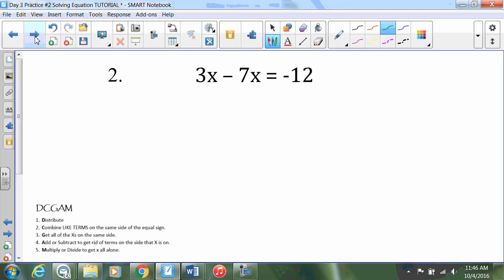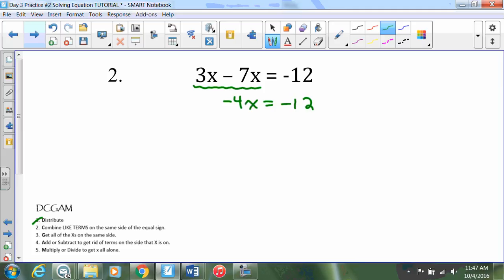This next one, there's nothing to distribute. But when we see step 2, combine like terms on the same side, if I cover up and just look at the left side of the equal sign, I see that 3x and negative 7x are like terms. We can combine them. So 3 minus 7 is negative 4. So 3x minus 7x is negative 4x. I bring down the equal. I bring down the negative 12.